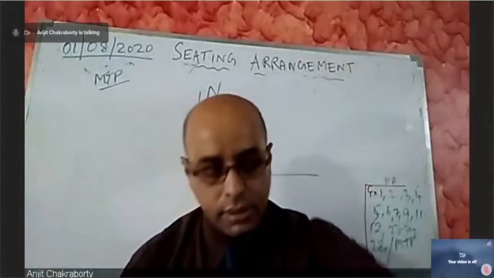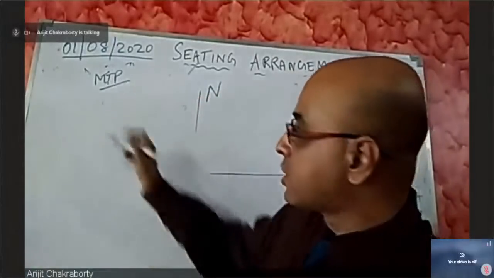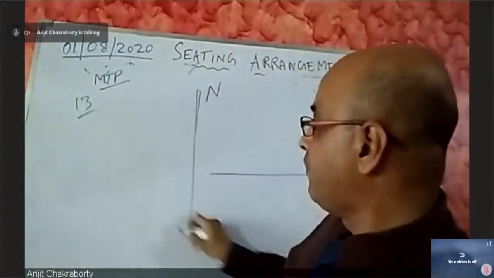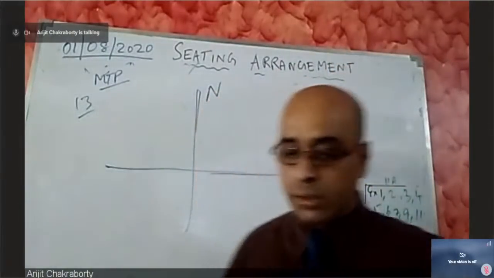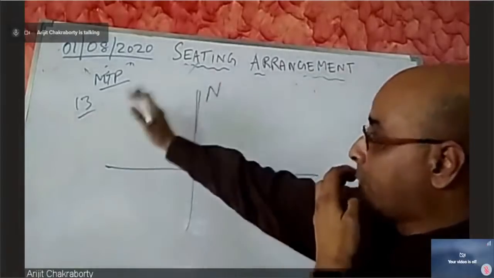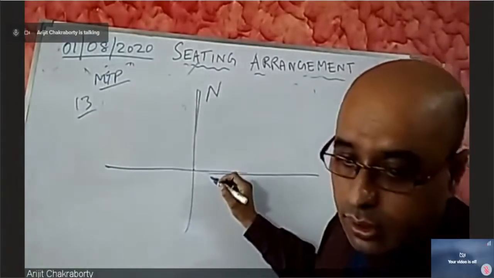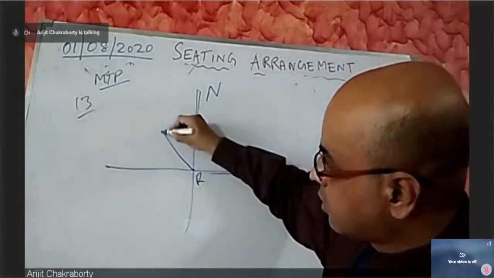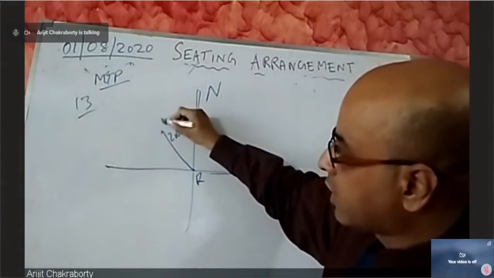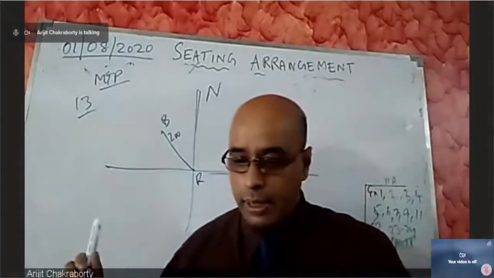Number 13. Babu is Rahim's neighbor and his house is 200 meters away in the northwest direction. So north and west. Rahim is here, Babu is here, 200 meters. So I write B for Babu.